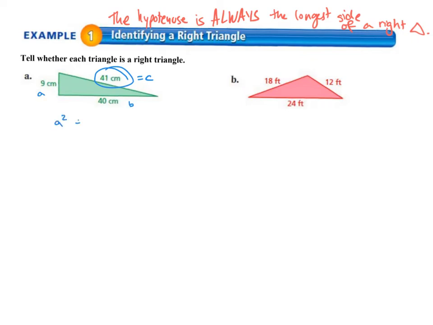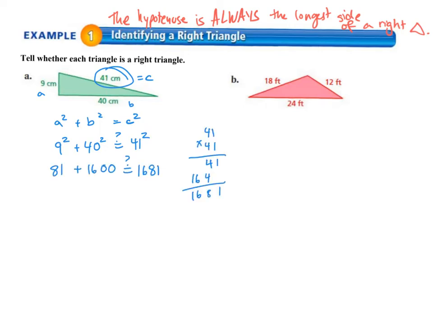I need to check to make sure that these side lengths will satisfy the Pythagorean theorem. So I'm going to plug in the numbers that I know. I'm asking, is 9 squared plus 40 squared really equal to 41 squared? I did out all those squares, and we find out that 9 squared is 81, 40 squared is 1,600, and 41 squared is 1,681. When we add up the left side, we get something that's true, which means this is a right triangle.